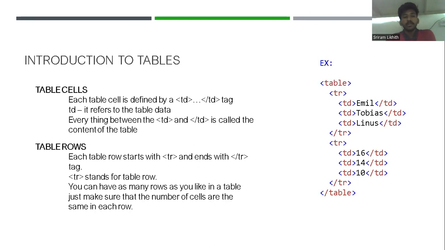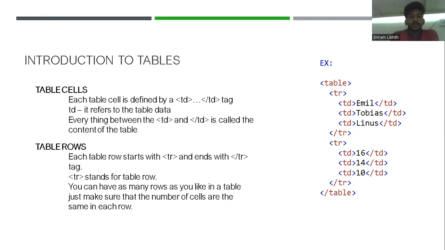Table rows. Each table row starts with TR and ends with a closing TR tag. TR stands for table row. You can have as many rows as you like in a table. Just make sure that the number of cells is the same in each row. We can observe an example of using the table cells and table rows at a time.